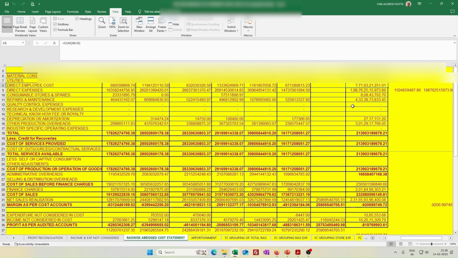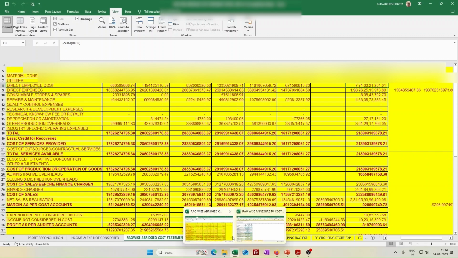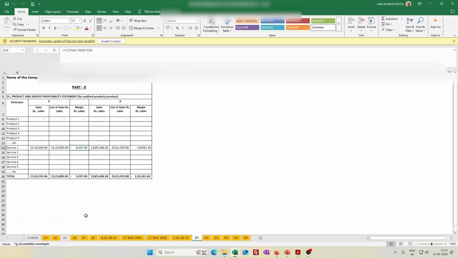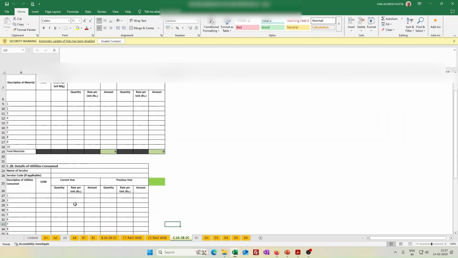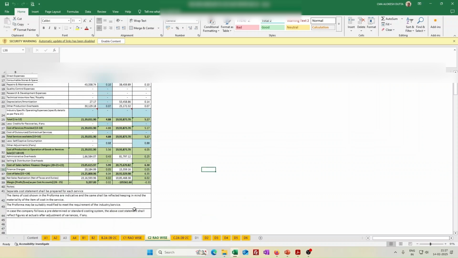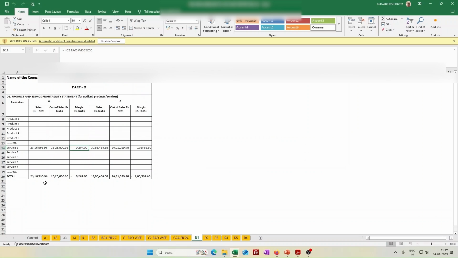Direct employee cost 771032121. It is converted to lakhs. That was the full figure, converted to lakhs. Now D1 automatically comes after preparing C2. From here data is flowing here. This is sales, this is cost of sales, and this is margin. This year, previous year.